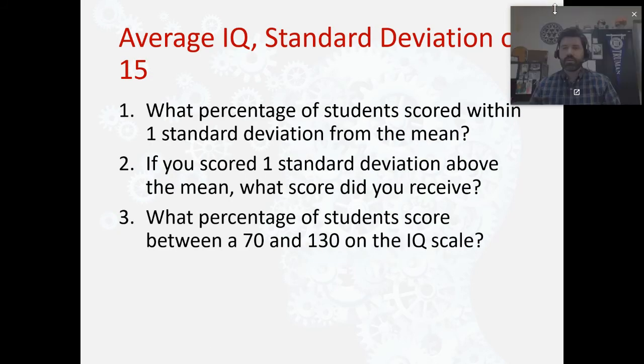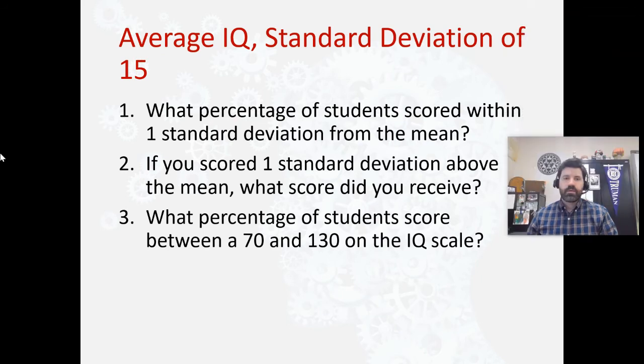All right, if we look here, a couple of questions for you. Average IQ is 100, right? And the standard deviation of IQ is 15. So what percentage of students scored within one standard deviation of the mean? I'm pausing so you can think about it. Well, 68%. That will always be your answer. What percentage of students score within one standard deviation of the mean? 68%, always, anytime there's a normal distribution.